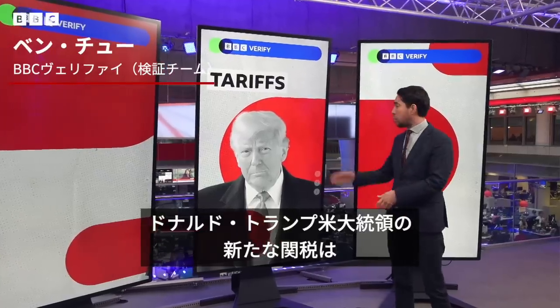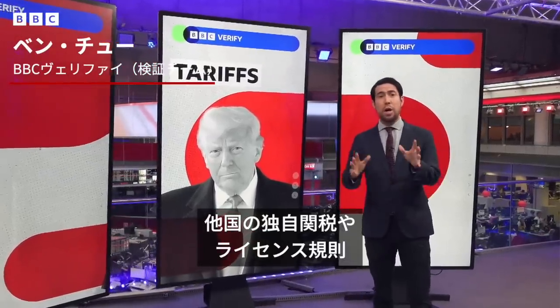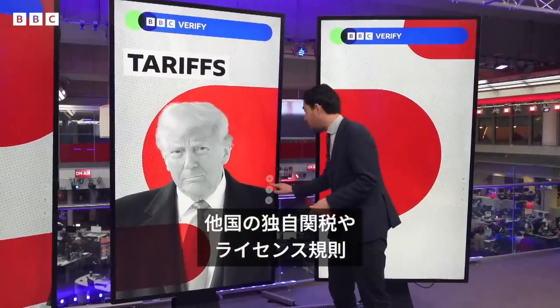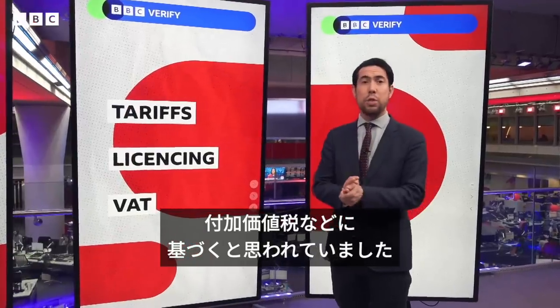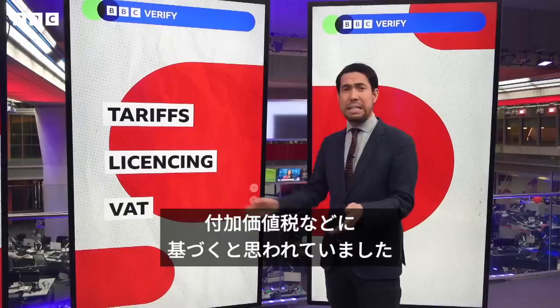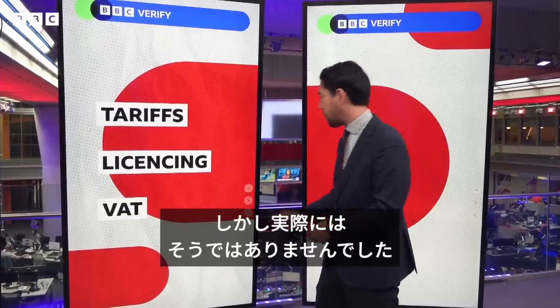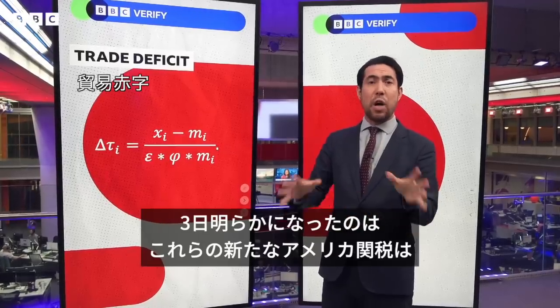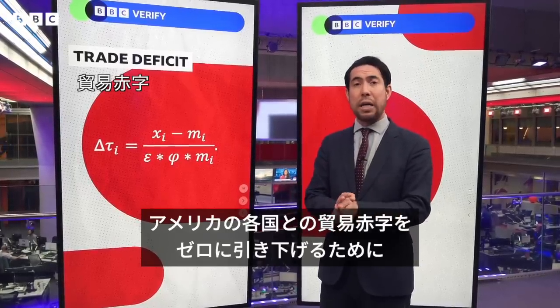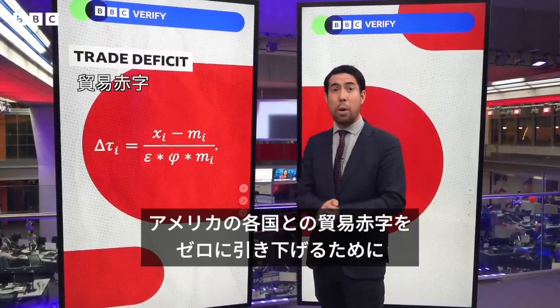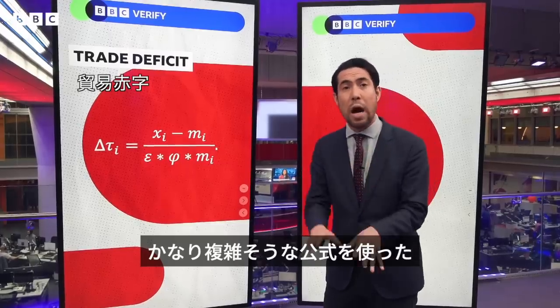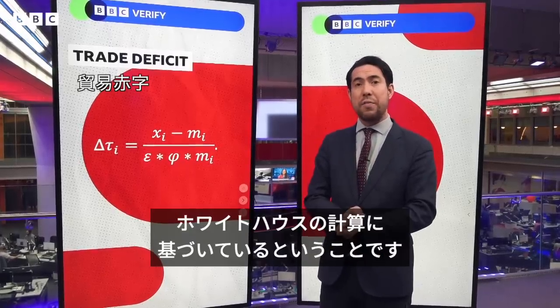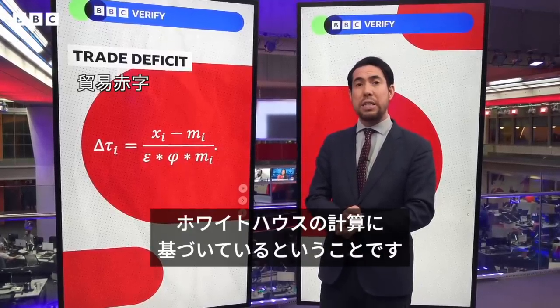We were led to believe that Donald Trump's new tariffs would be based on other countries' own tariffs or things like licensing rules or perhaps value-added tax, but that hasn't been the case. What's become clear today is that these new US tariffs are actually based on a White House calculation, based on this rather complex-looking formula of what will drive down the US goods trade deficit with individual countries to zero.